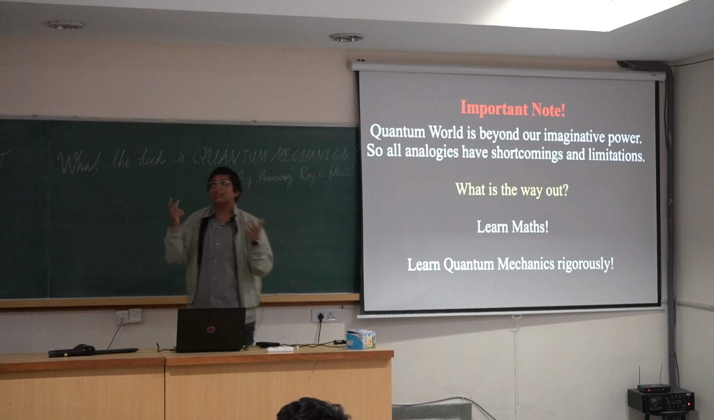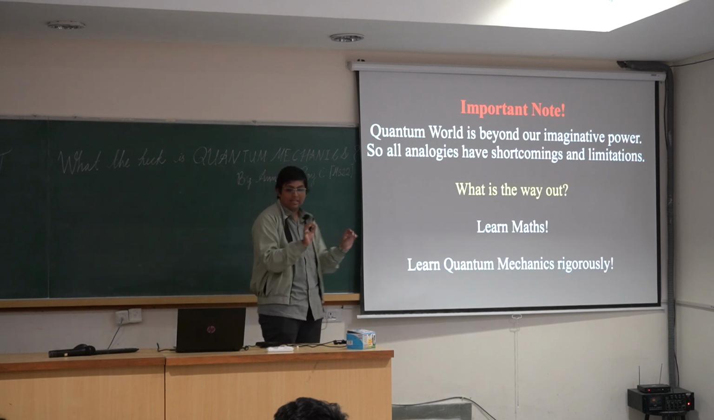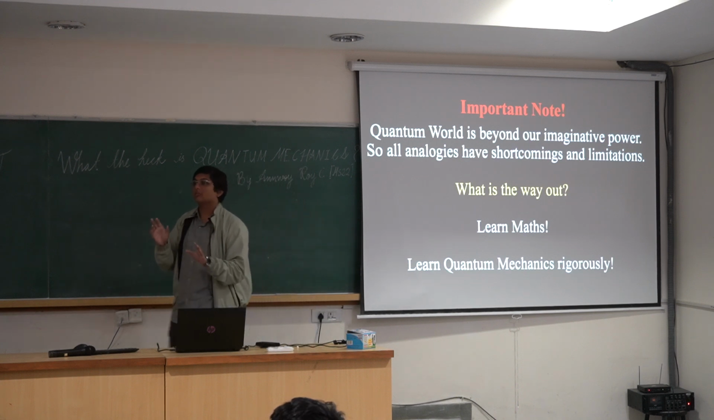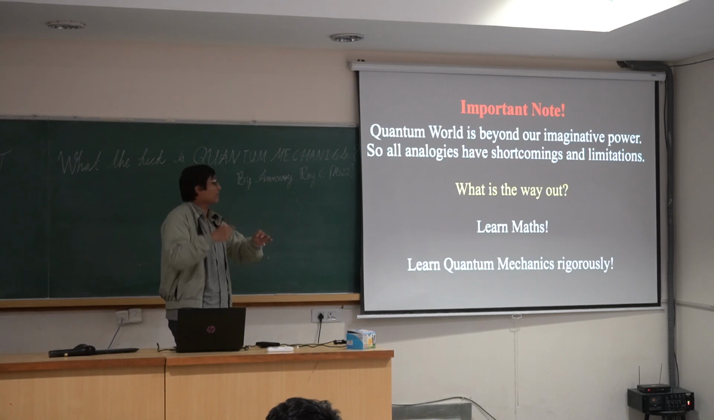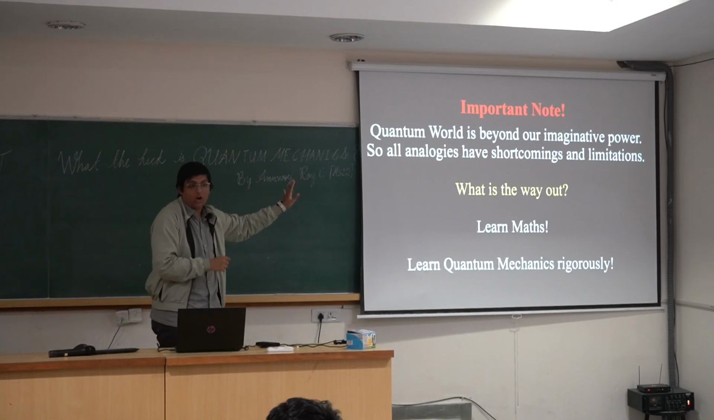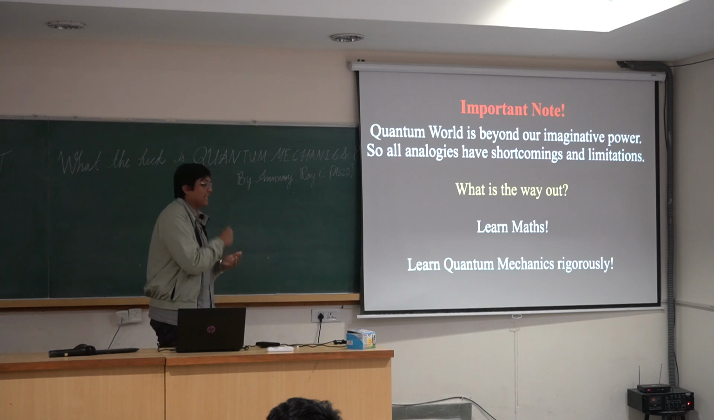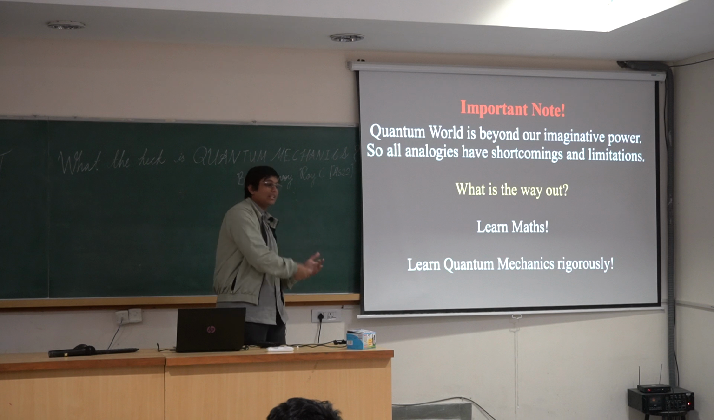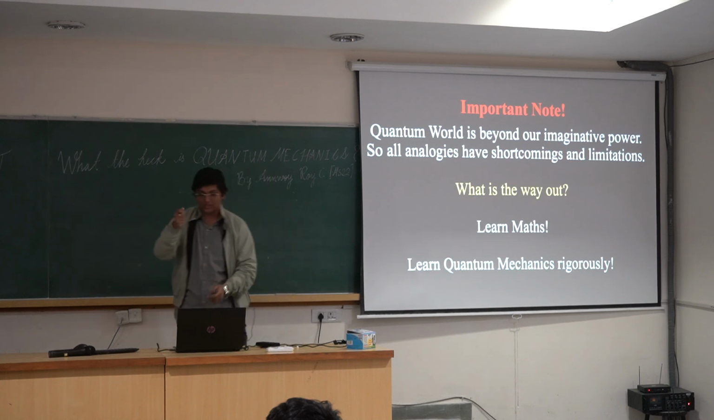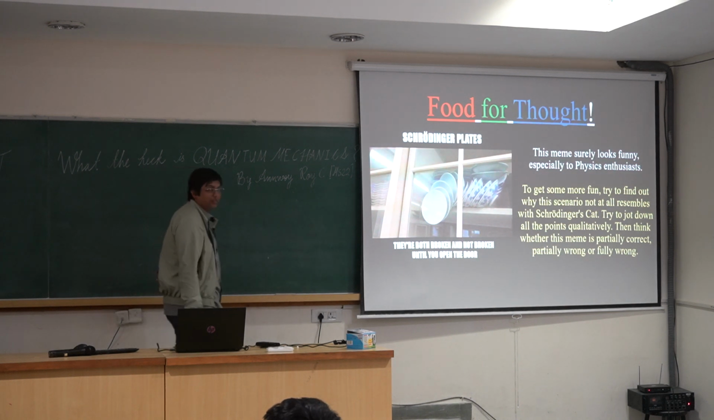For that, you need to learn mathematics, you need to assimilate it, you need to understand it very properly, and then you can learn quantum mechanics rigorously, and you can understand whatever I have said in the whole talk. Every point I mentioned, you can understand the mathematics behind each and every one of them. And I can assure you that's way more fun than this. Way more fun, because then you can make your own analogies and you can understand the limitations of those analogies. So yeah, learn maths, and finally, food for thought.